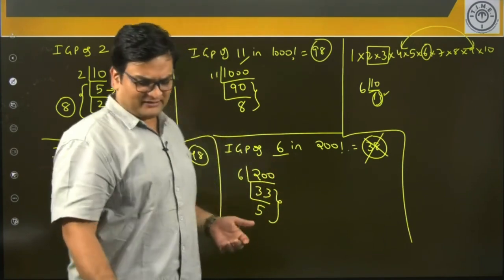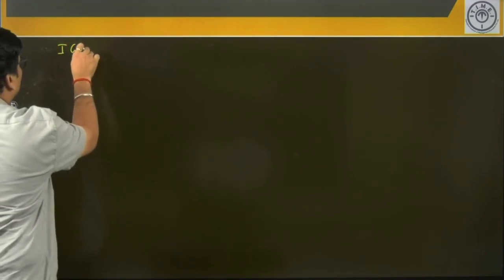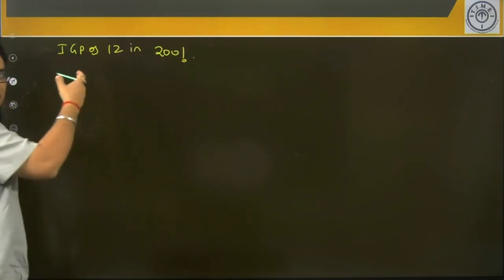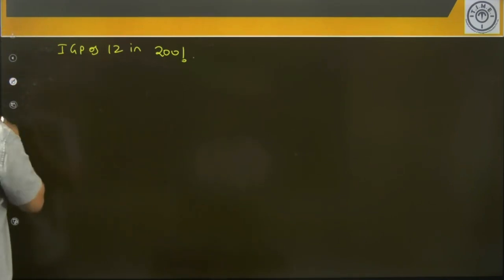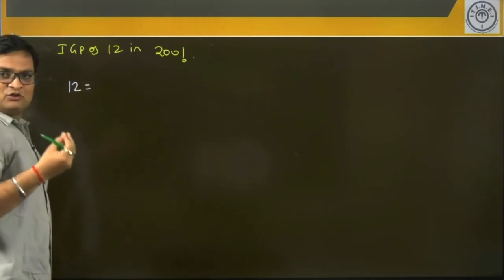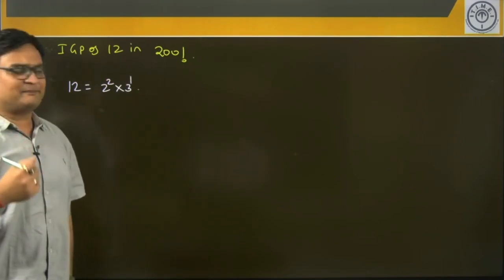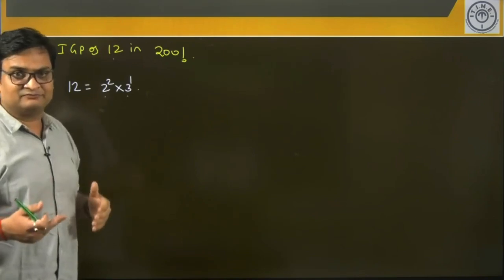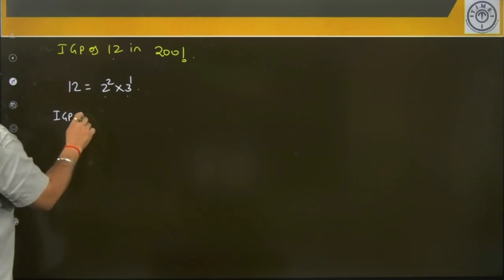So how do we deal with composites? Let me show it to you with an example. If I want to find the IGP of, say, 12 in 200 factorial. 12 is also a composite number, so of course you cannot use that successive division technique. So what we do here is, we understand what 12 is made up of. 12 is actually made up of 2 square and 3, so 2 twos and 1 three. So ultimately the IGP of 12 will depend on 2 and 3 only. So let's do one thing: let's calculate the IGP of 2 and 3 in 200 factorial.